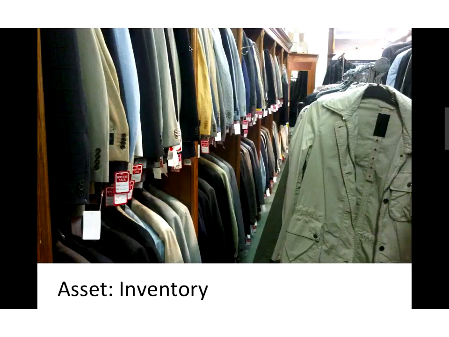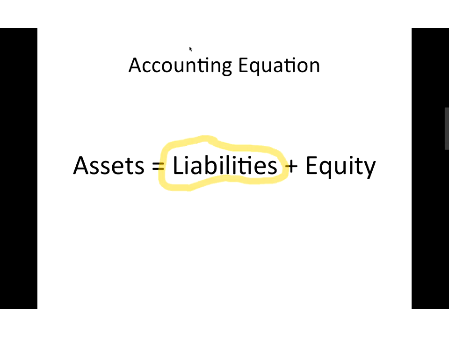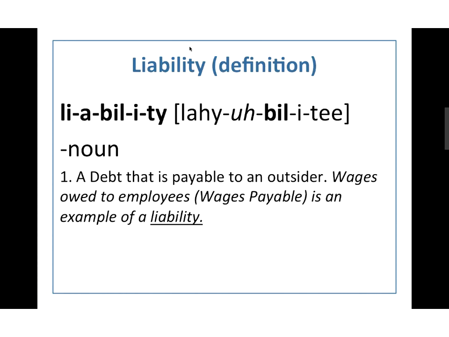Inventory. When a business is offering things for sale, like suits for sale, that is also an asset. Okay, so liabilities. The technical definition is a debt that's payable to an outsider. Wages that are owed to employees. So you have payroll. The payroll period ends on Friday, and you get paid a week later. During that week, that business has a liability, wages payable.